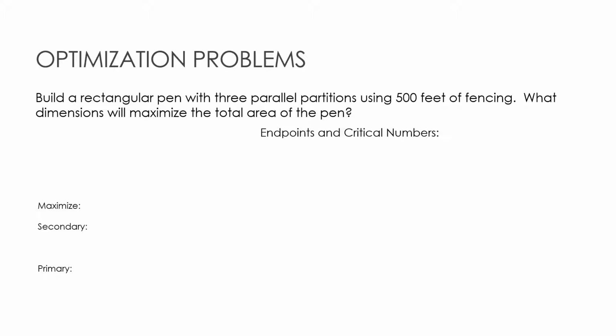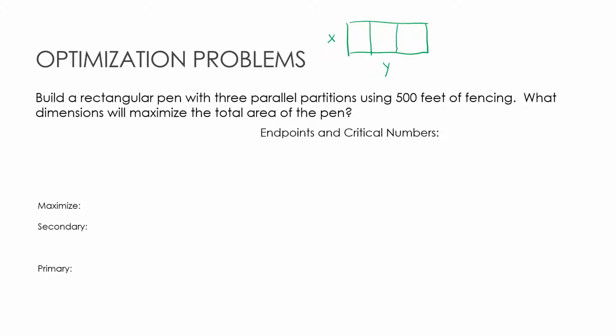So I've got a rectangular pen and it's 3 parallel partitions. So I could have done this, but obviously, as we all know, if I want to use as little fencing as possible, I'm going to do this. So this is about what it's going to look like. And we'll call this X and we'll call this Y.